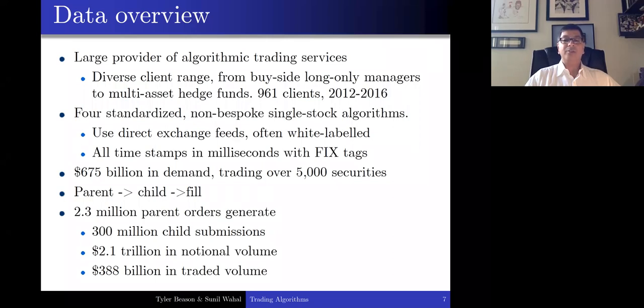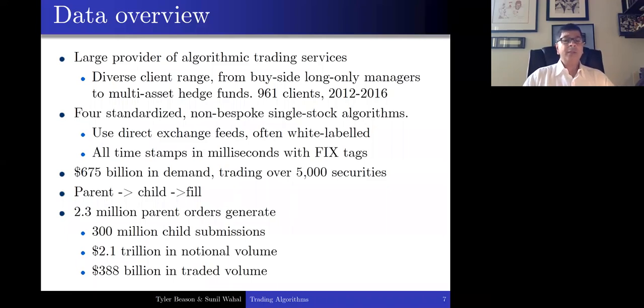These are the algorithms that are often white labeled and sold to other brokerage firms. If you went to any random brokerage firm, they would have the equivalent of this sort of algorithm. They use direct feeds. Everything is in milliseconds with fixed tags, so we know exactly what data element we're looking at. It's a standardized communication protocol throughout the industry. The parent orders that we're going to study represent about $675 billion in demand. They trade virtually everything, about 5,000 securities. So again, this speaks to generalizability.